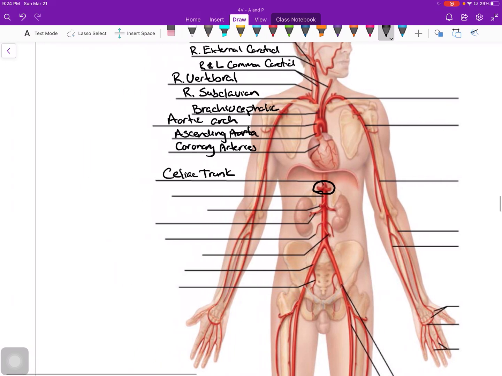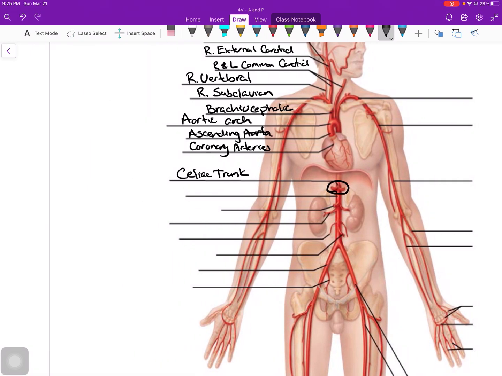Now, coming off, there are three branches of the celiac trunk. They are the left gastric, there's the splenic, and the common hepatic. Common hepatic goes to the liver. So these are the three branches of the celiac trunk, and that's what branches off of that trunk line. And you can see we have passed through the diaphragm here, and this next line is pointing directly to the vessel itself, so that makes it the abdominal aorta.